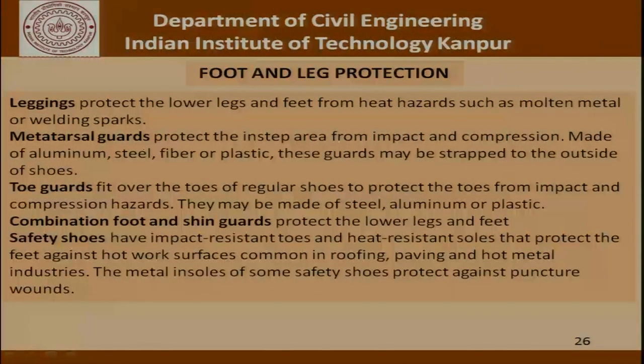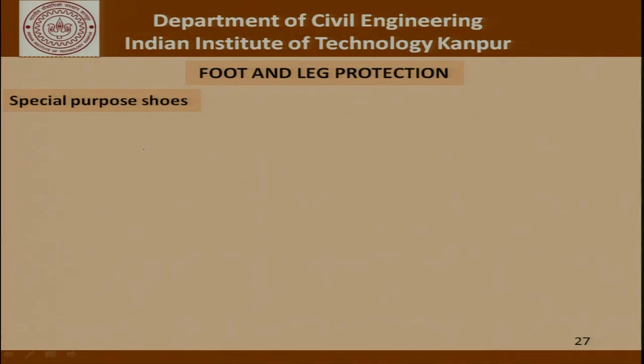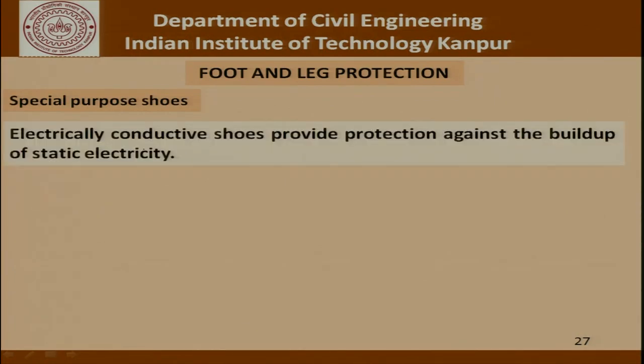Safety shoes have impact resistant toes and heat resistant soles that protect the feet against hot work surfaces common in roofing, paving and hot metal industries. The metal insoles of some safety shoes also protect against puncture wounds. There are special purpose shoes.